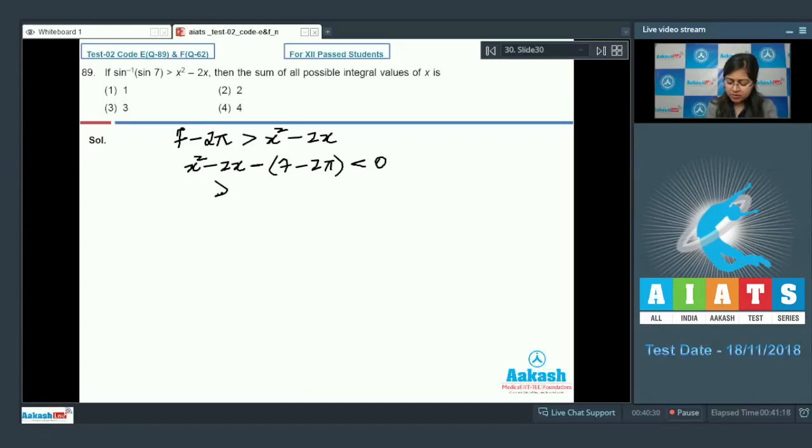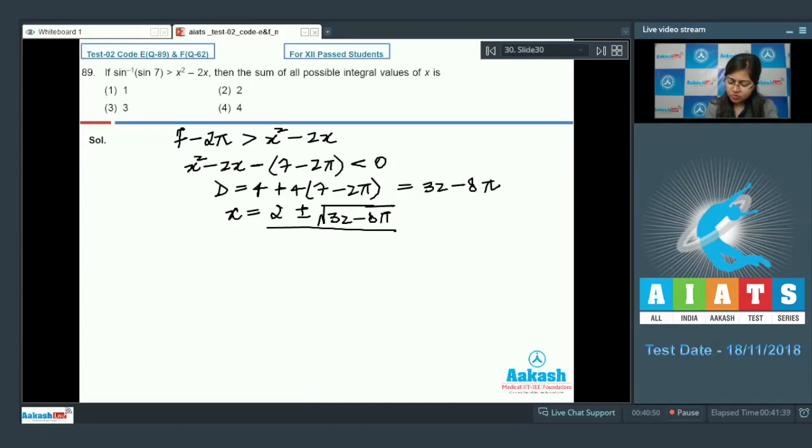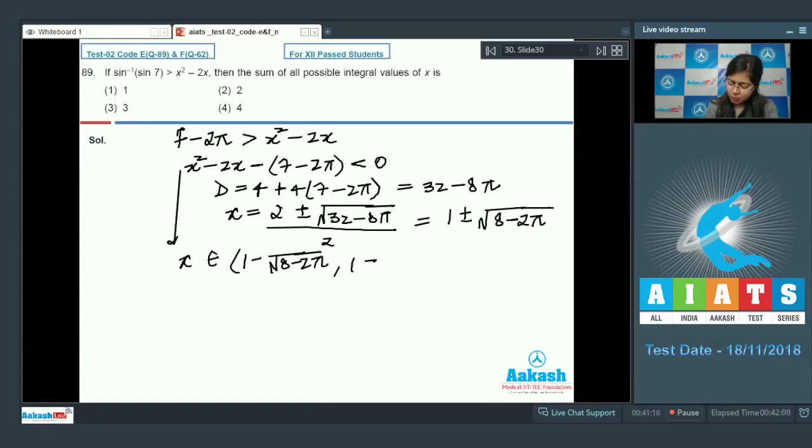So we have to find the roots here. That is, discriminant will be equal to 4 times 7 minus 2 pi. So this will be equal to 32 minus 8 pi. That is, x will be equal to 2 plus minus under root of 32 minus 8 pi upon 2. That is, it will be equal to 1 plus minus root of 8 minus 2 pi. So from here we get that x will belong from 1 minus under root 8 minus 2 pi to 1 plus under root 8 minus 2 pi.